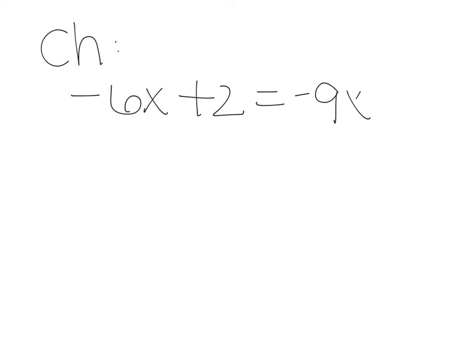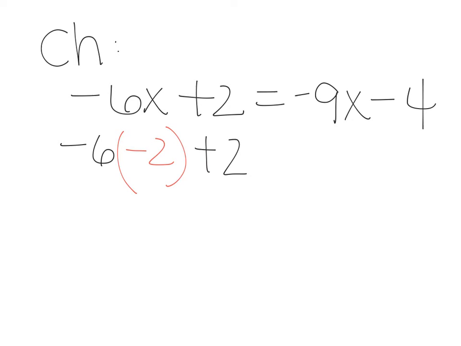So the original problem was negative 6x plus 2 equals negative 9x minus 4. And the answer is negative 2, or at least we think it is. So wherever I see an x, I'm going to put in a negative 2. So negative 6, there's an x, so I'm going to put in a negative 2. Plus 2 equals negative 9, there's another x, so I'm going to plug in a negative 2. So this is what the problem looks like. So I'm going to work out each side by using the order of operations and see if it works.